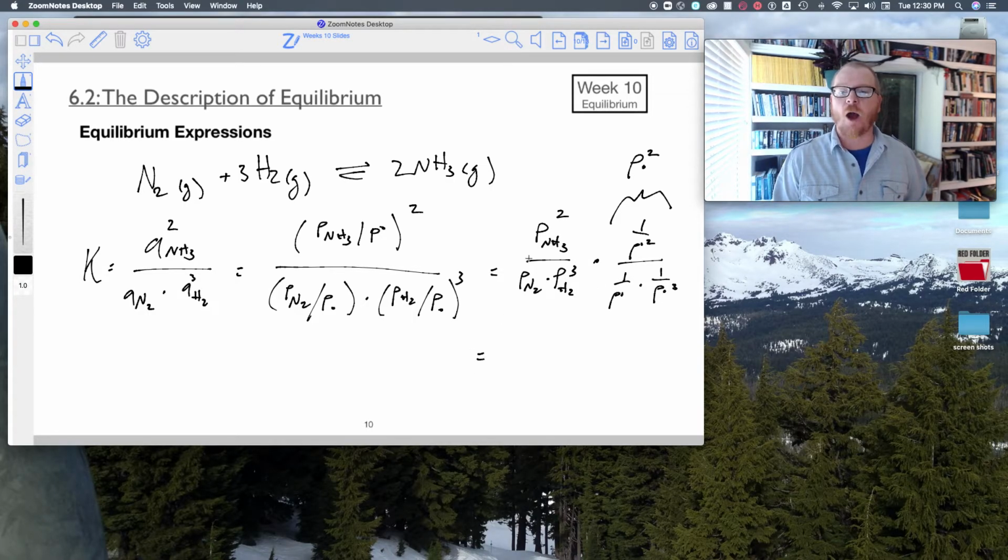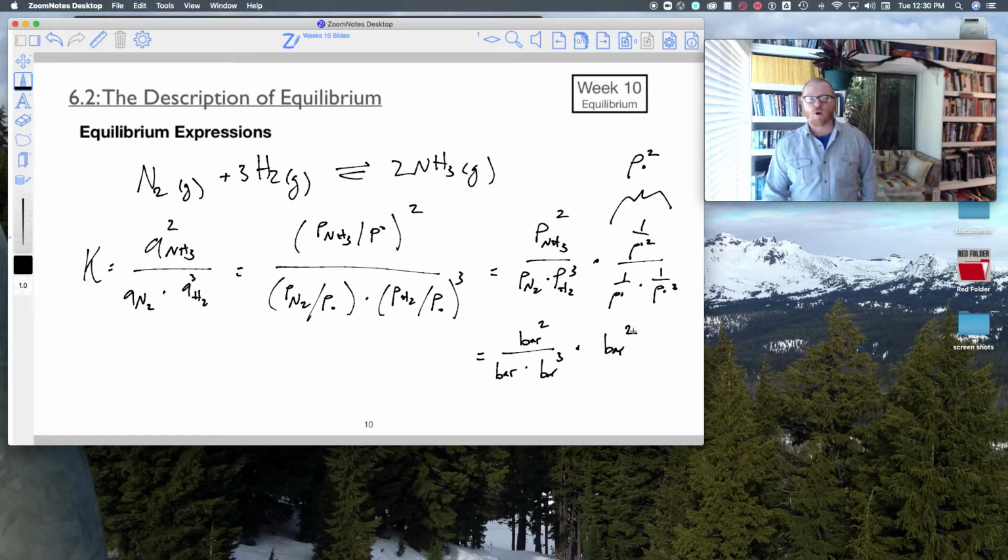So what about the units now? Well, this is going to be partial pressure of ammonia squared, which gives me a bar squared, divided by pressure of nitrogen, which gives me 1 bar, times the pressure of hydrogen cubed, which is a bar cubed. But now look, all of that, the standard 1 bar pressure, became a bar squared. Let's inspect this for 1 minute. I've got a bar squared times a bar squared, that's bar to the 4th power, divided by bar to the 4th power. So this is why equilibrium expressions are actually unitless.